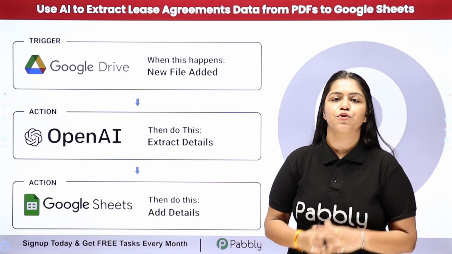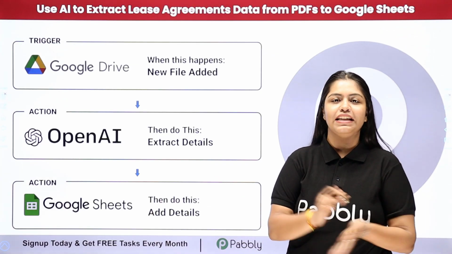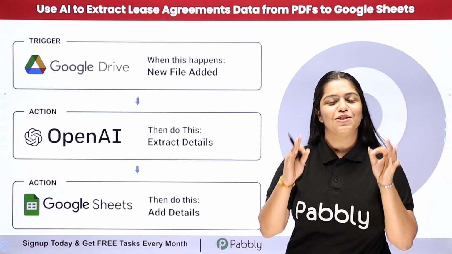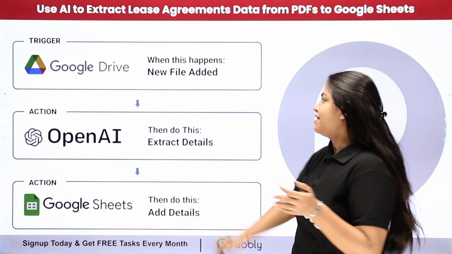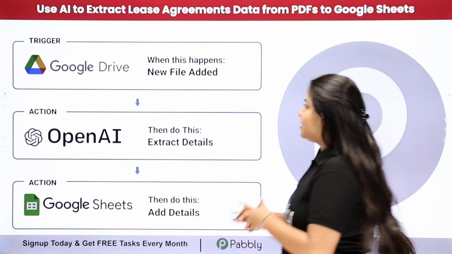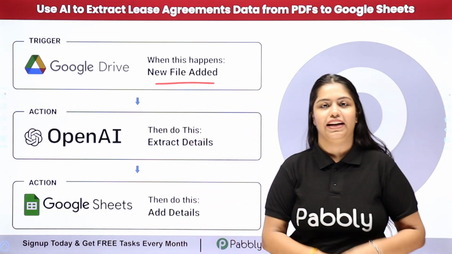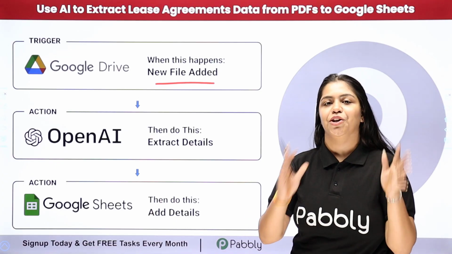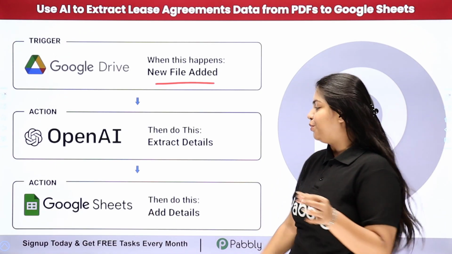So like you, I also used to manually extract the details from all the lease agreements, but this is such a time consuming and a tedious task. So to solve this problem, I've simply created this amazing automation where, as soon as I add the lease agreement into my Google Drive, automatically my AI agent is going to extract the details from that agreement, and further we are just going to add that details into our Google Sheets.